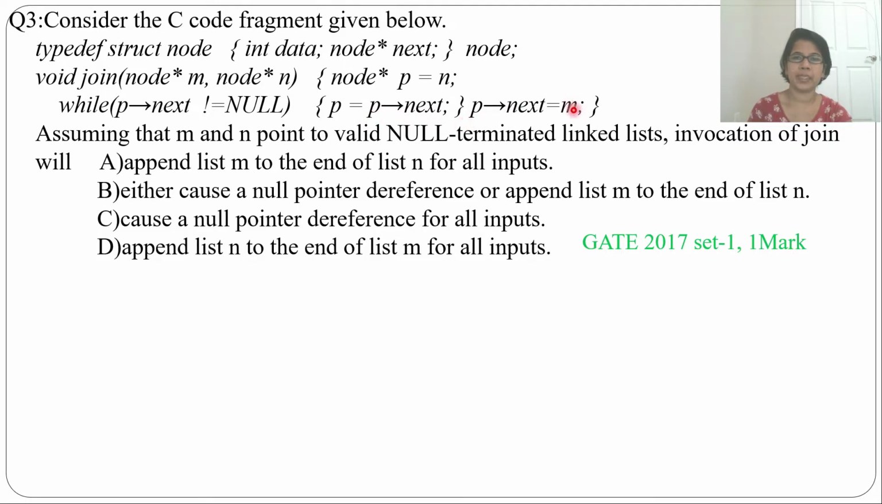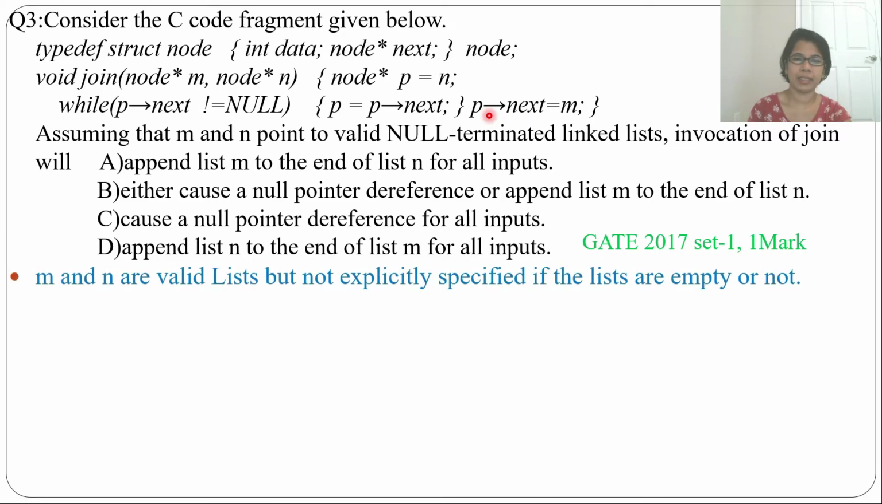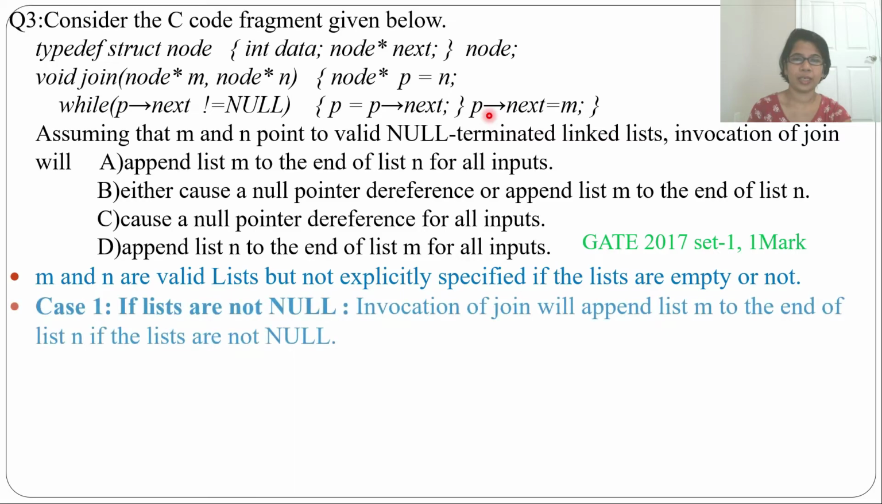Then p next equal to m. So the last one was null, so that will point to m. So here m and n are valid lists but it is not specified whether they are empty or not. So there are two cases. Case 1, if the lists are not null, then invocation of join will append list m to the end of list n.